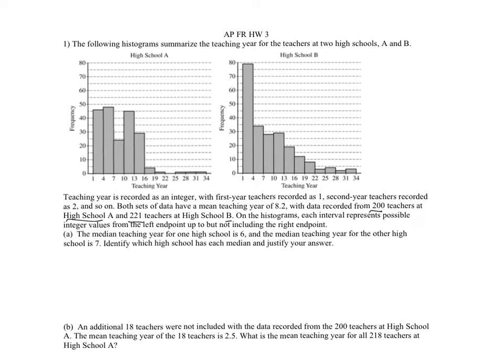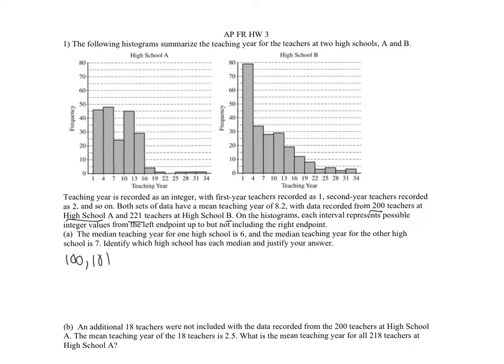So for A, we have 200 data points, which is an even number of points, which means the median is going to be right between, or the average of, points 100 and 101. And so if we want to figure out where the median would be for A, we need to look at the heights of the bars.